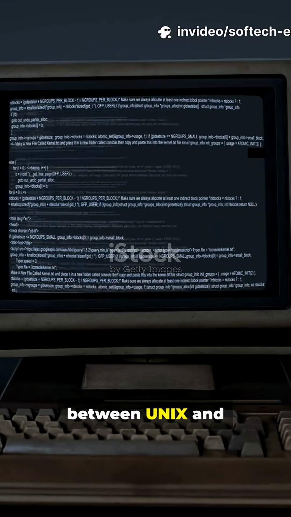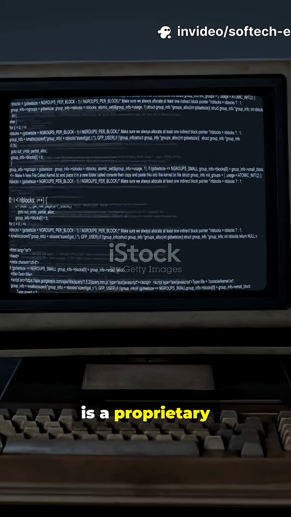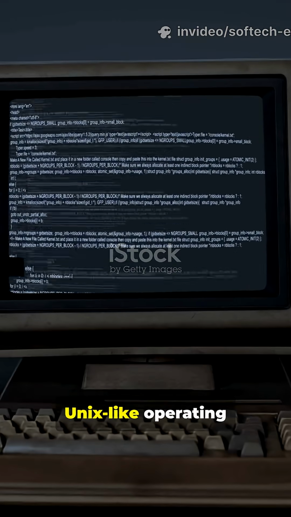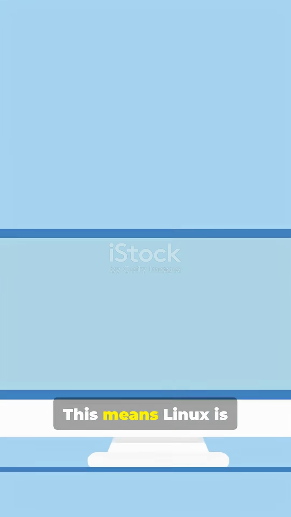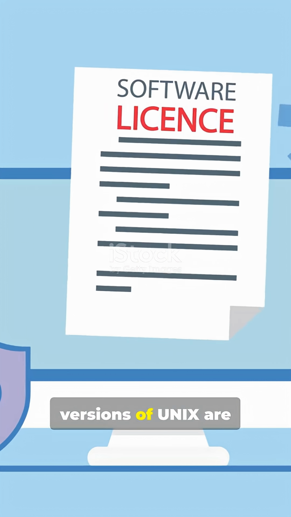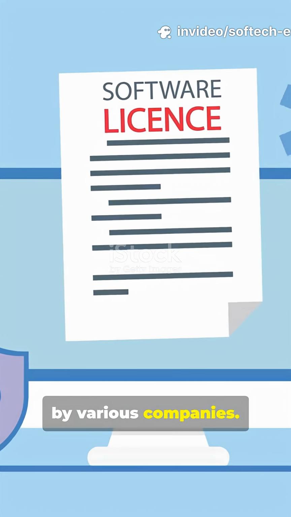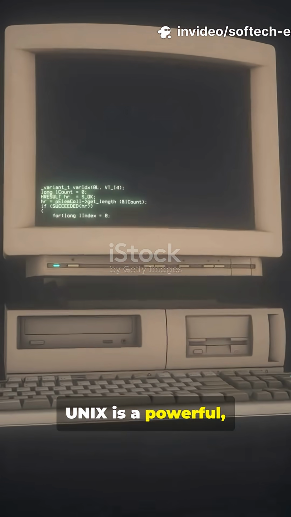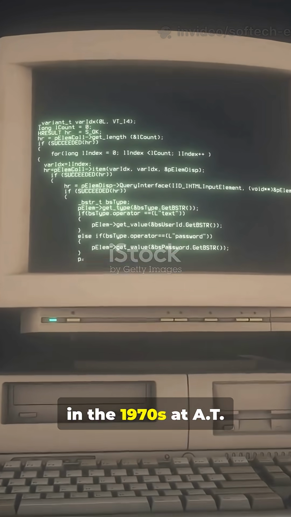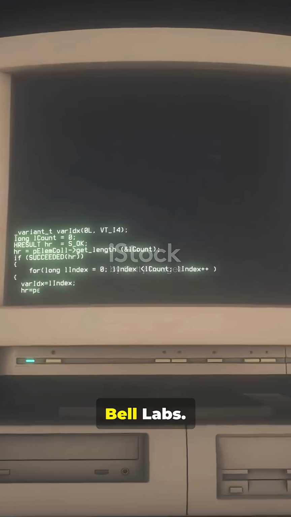The key difference between Unix and Linux is that Unix is a proprietary family of operating systems, while Linux is an open-source Unix-like operating system kernel. This means Linux is free to use, modify, and distribute, whereas different versions of Unix are owned and licensed by various companies. Unix is a powerful, multi-user and multitasking operating system, originally developed in the 1970s at AT&T Bell Labs.